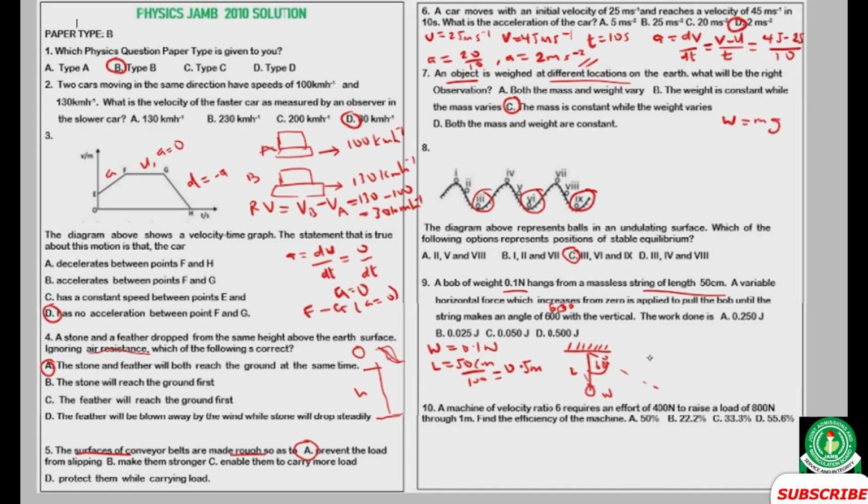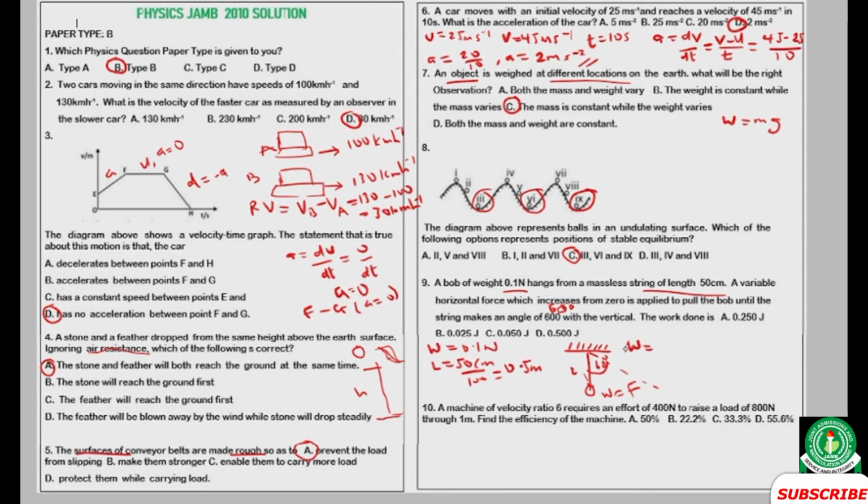60 degrees. This makes an angle of 60 degrees. What is now the work done? As you can see here, this is the length, and this is the weight. Let me represent this weight with force, because weight is a form of force. Weight is a type of force, so weight can also be called force.